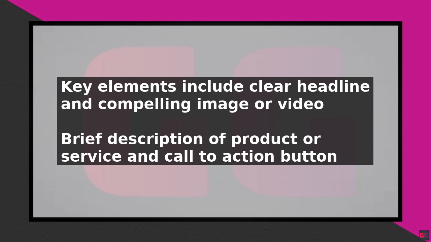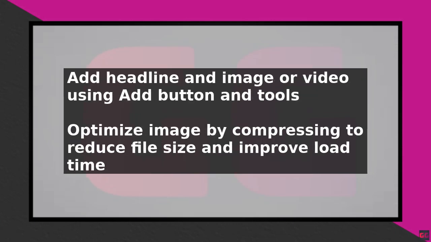Next, add a description of your product or service. Keep it concise and focused on the benefits. Use the Add button to add a paragraph and type in your text. Use bullet points or numbered lists to make the text more readable.